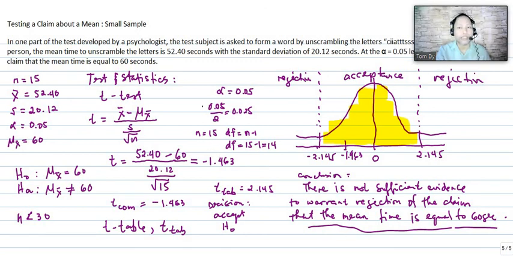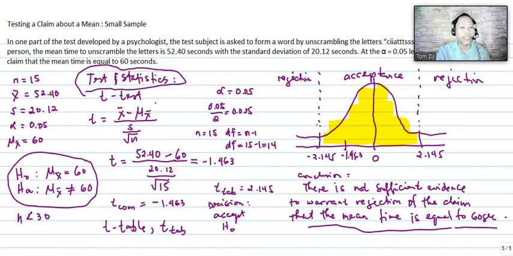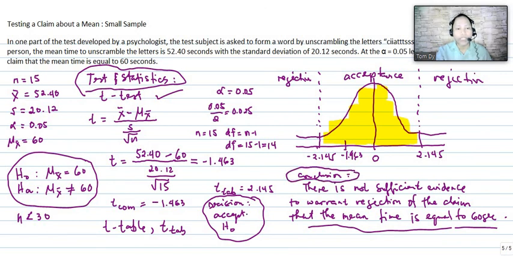So if you have noticed, in doing hypothesis testing, our first step is to write the null hypothesis and then the alternative hypothesis. Next is to identify our test statistic. For this case, we're doing a t-test. After that, we have our decision, which for this case is to accept our null hypothesis. And lastly, we make our conclusion. Since we decide to accept the null hypothesis, we conclude that there is not sufficient evidence to warrant rejection of our claim that the mean time is equal to 60 seconds.